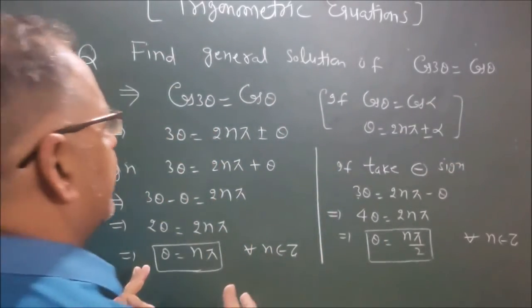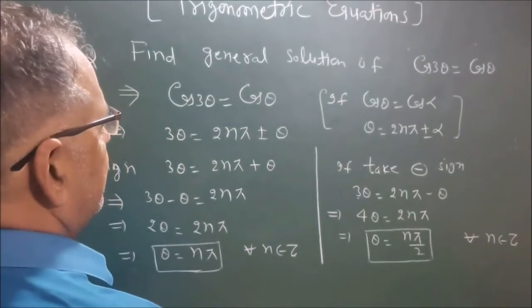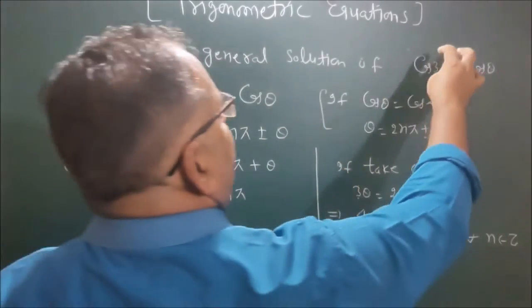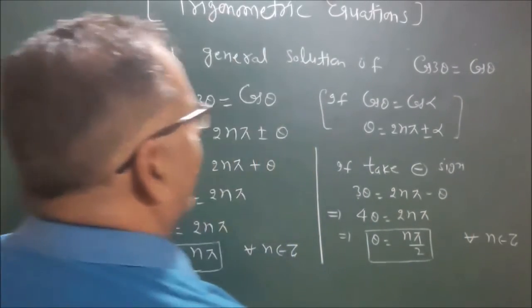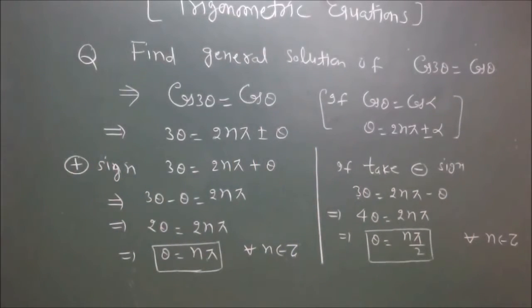This is different from the earlier question because in this question both sides have theta as the unknown angle. Now I am taking another question.